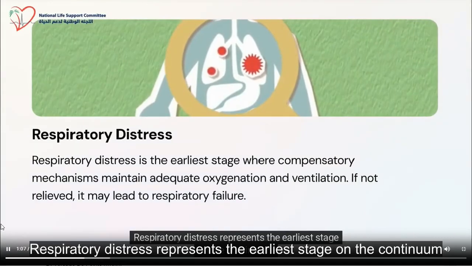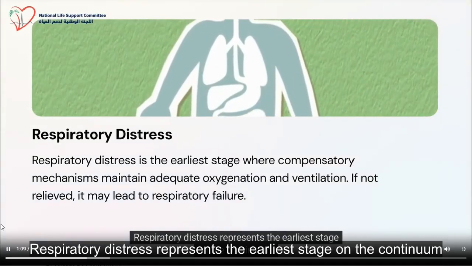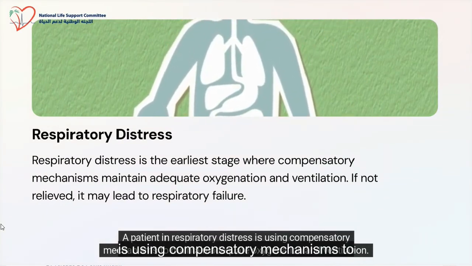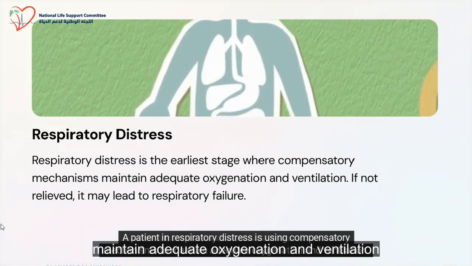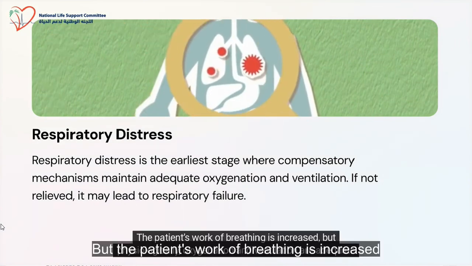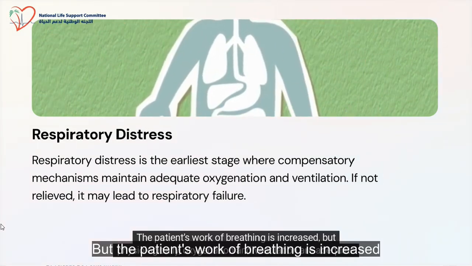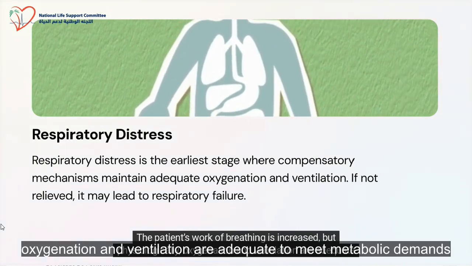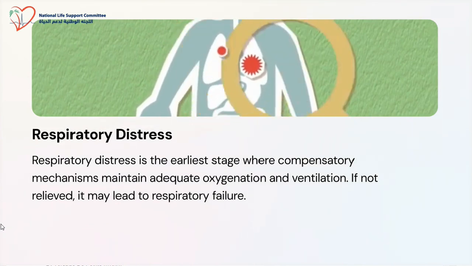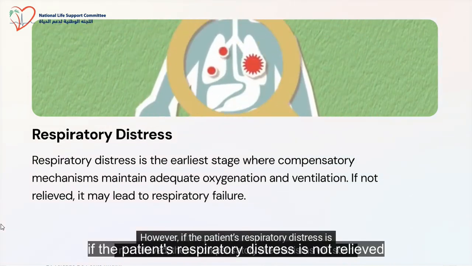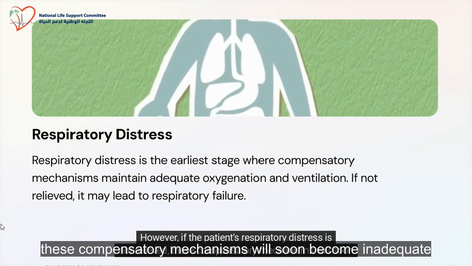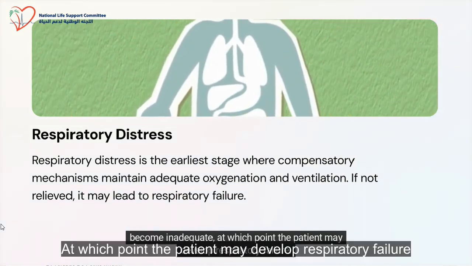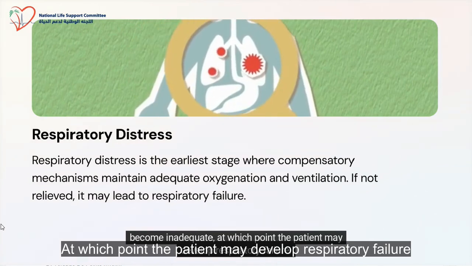Respiratory distress represents the earliest stage on the continuum. A patient in respiratory distress is using compensatory mechanisms to maintain adequate oxygenation and ventilation. The patient's work of breathing is increased, but physiologically, oxygenation and ventilation are adequate to meet metabolic demands. However, if the patient's respiratory distress is not relieved, these compensatory mechanisms will soon become inadequate, at which point the patient may develop respiratory failure.